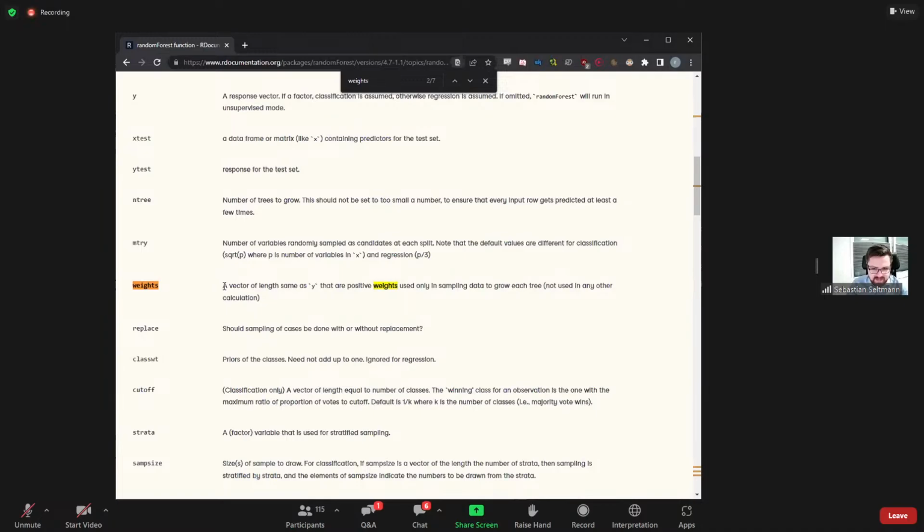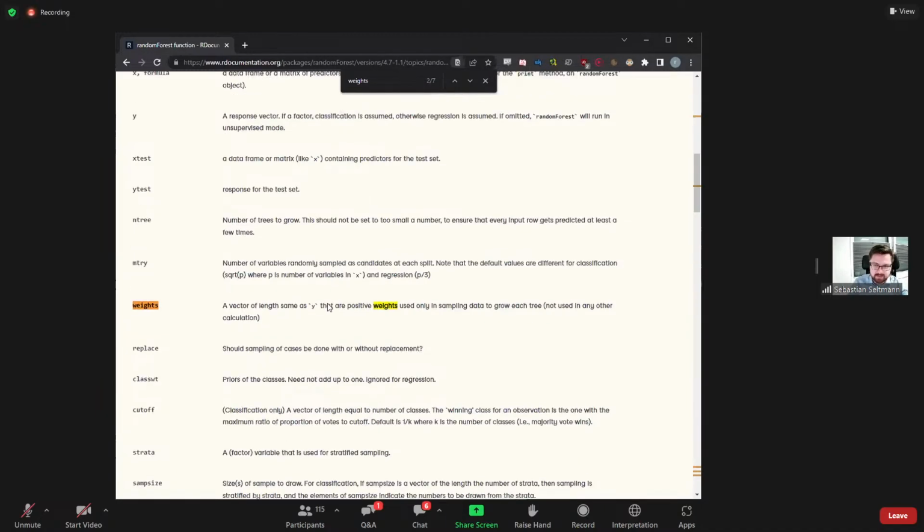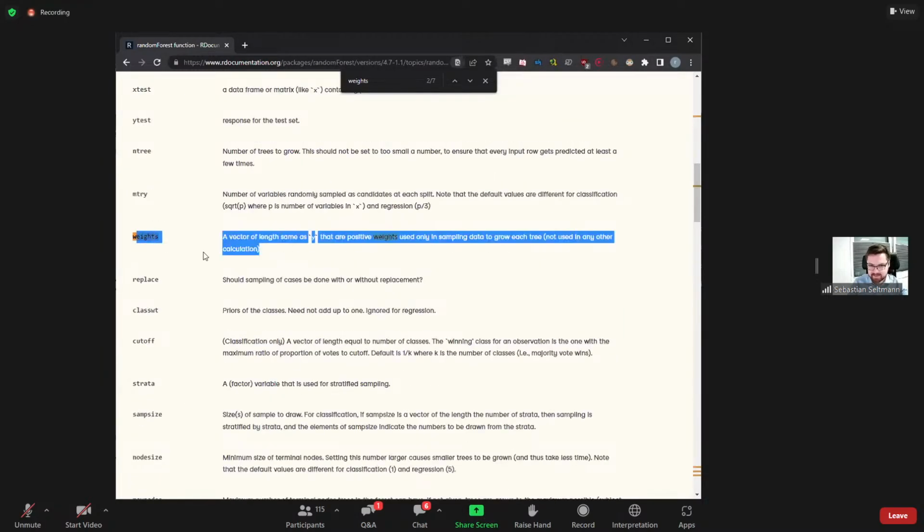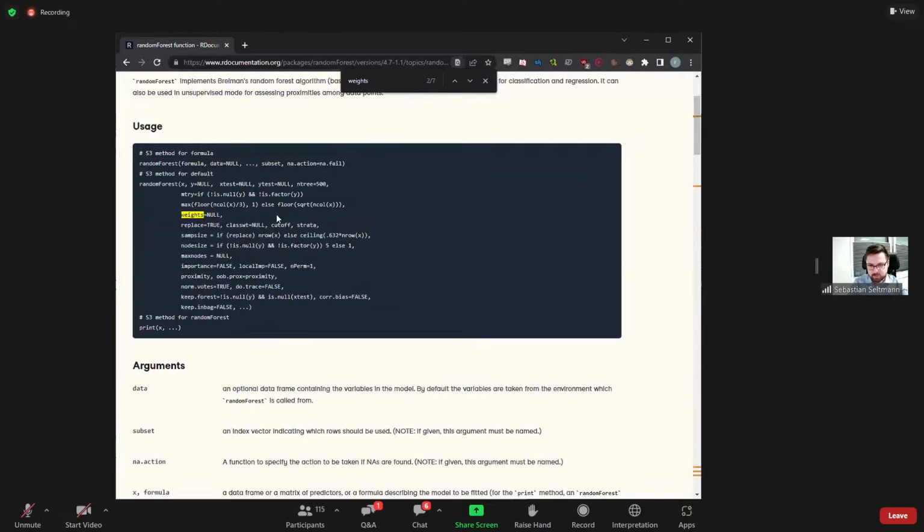A vector of the same length as y that are positive weights used only in sampling data to grow each tree, not used in any other calculation. So when it is drawing random samples from our overall data set to build each tree, it's not drawing them with equal probability, but some of these samples have a greater weight than the others if we are passing this optional parameter. Basically, it's a way of saying some of these samples we really care about more than others.